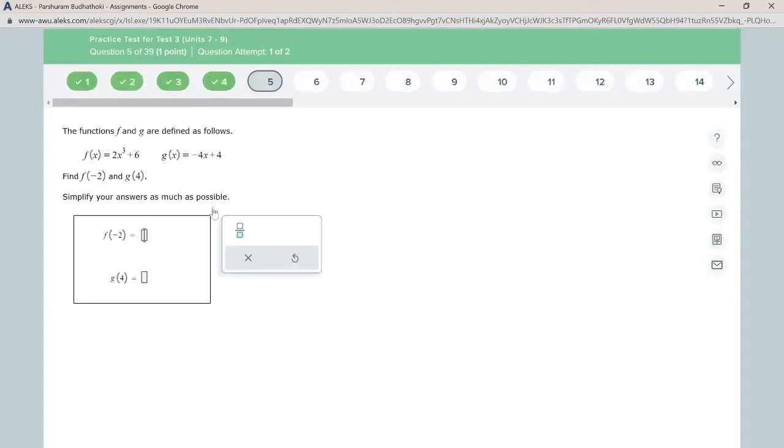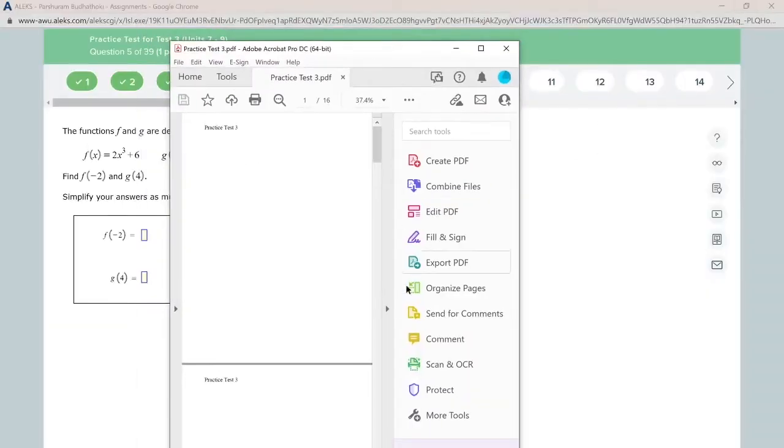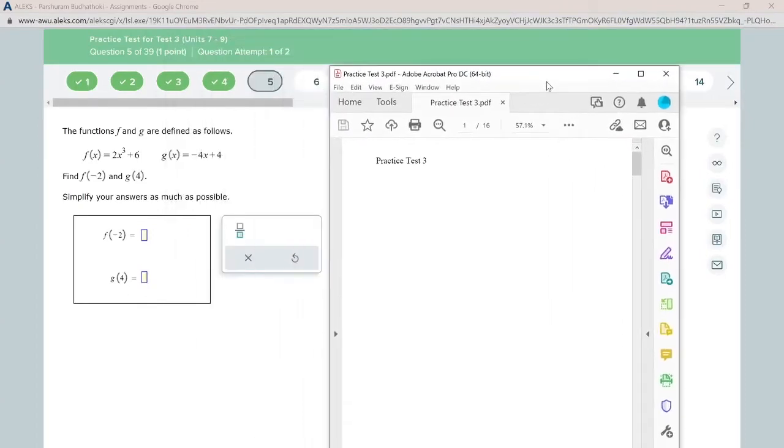Problem number 5. The functions f and g are defined. Find the value of the function at -2. Just put x equal to -2 here and do the math. So x equal -2 for the first function, f of -2. Just replace x wherever you see it by -2 and do the calculation. 2 times -2 to the power 3 is -2 times -2 times -2, which is eventually -8 plus 6. 8 times -2 is -16 plus 6.